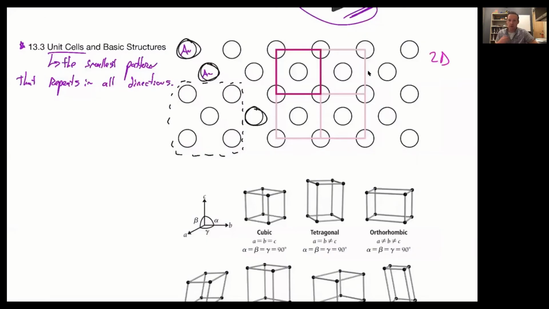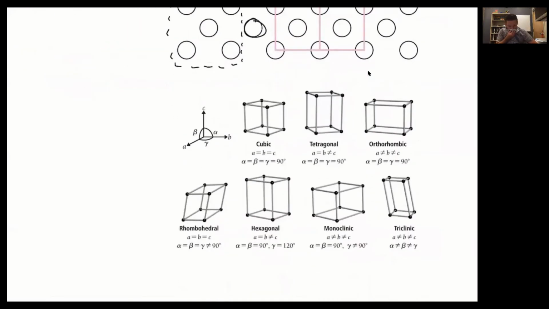Here are all the different types of unit cells. We're going to talk a lot about cubic. Cubic, all of the edges are the same and all of the angles are 90. So they're perfect cubes. All of these other ones, you see that tetragonal means one of the edges is a little bit longer. Orthorhombic means all of the edges are different. A and B and C, the three different edge lengths that you might have, are all different.